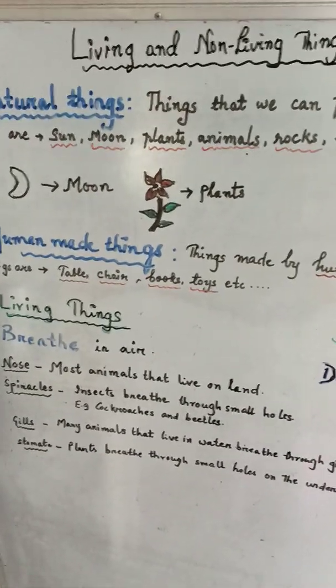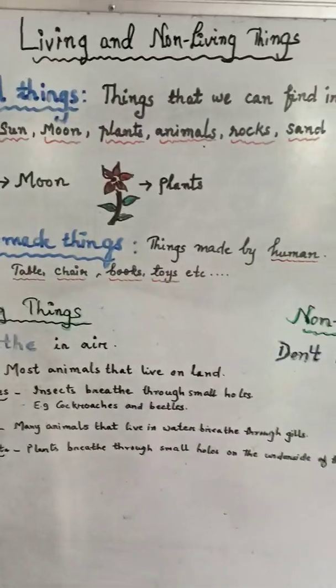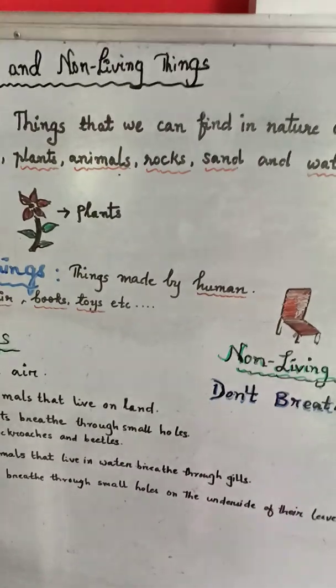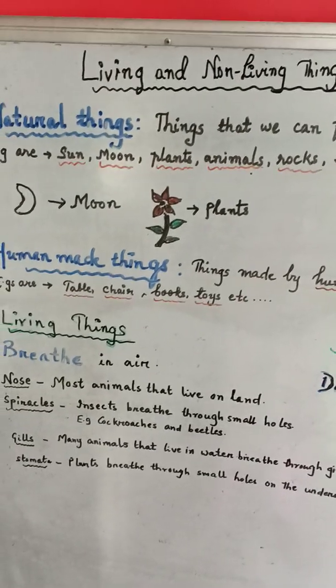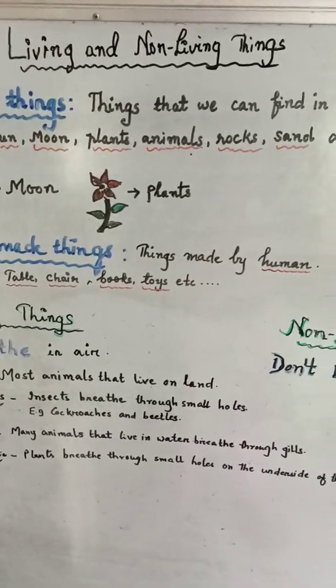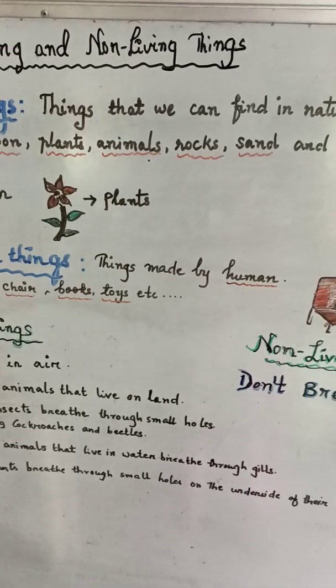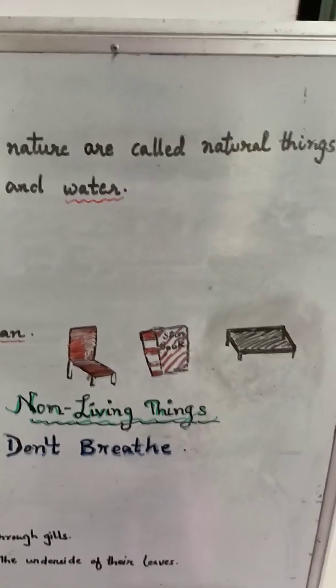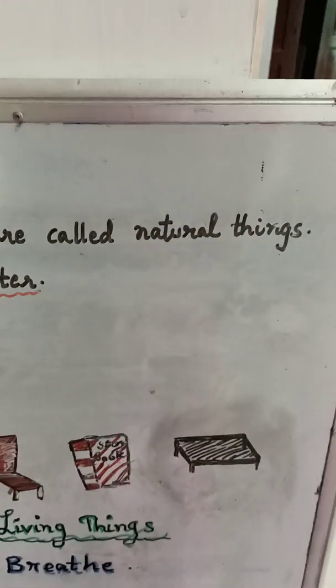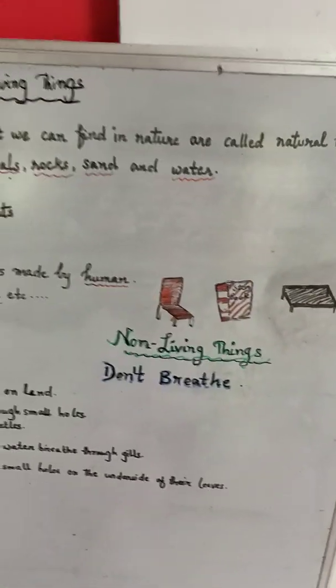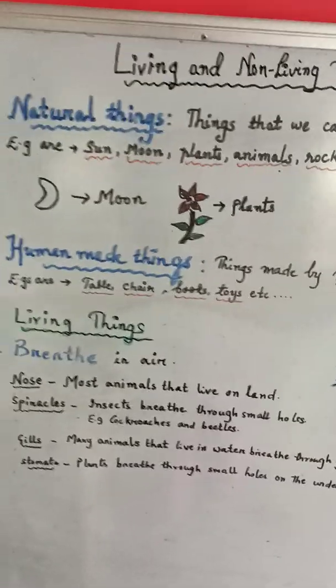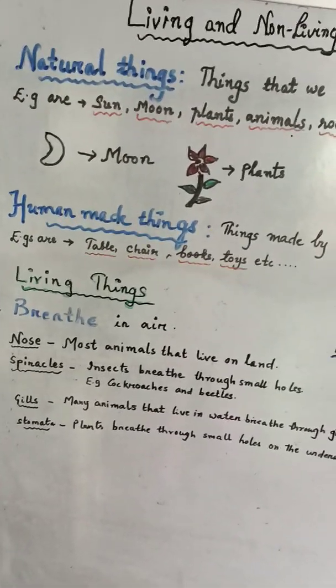Then what are human-made things? Human-made things are those made by humans. Example: table, chair, books, toys, etc. You can see the picture. Okay, chair, book, table. So these are human-made things. Those are specifically made by human beings.